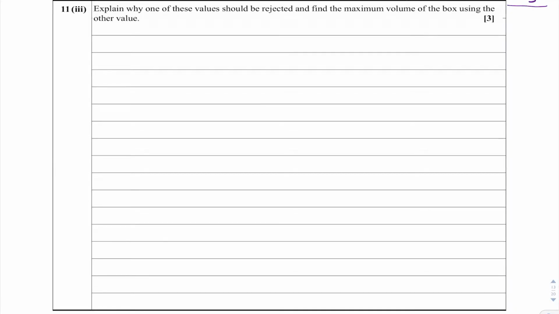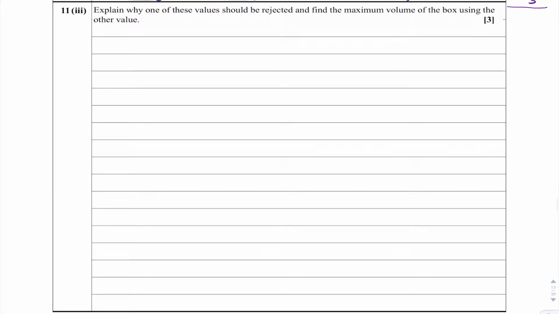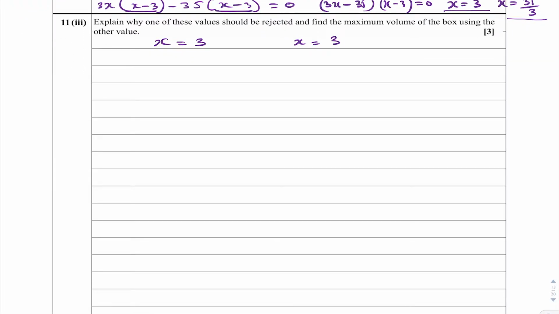Question 11, part 3. Explain why one of these values should be rejected and find the maximum value of the box using the other value. Well, we know the values we're talking about here, the values that we got earlier, which is x equals 3 and x equals 35 over 3, and that would be 11.7.